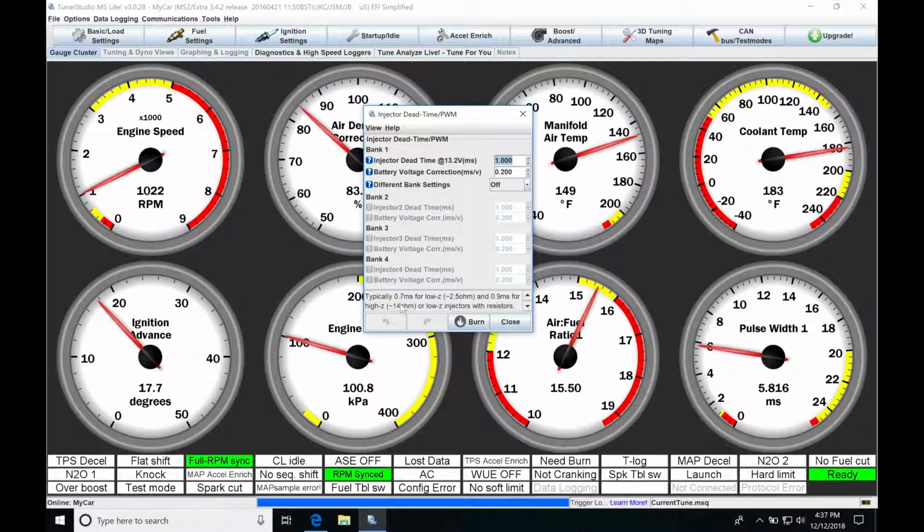So it's going to be giving you some values if you don't have any idea what your dead time value should be for your injectors. Now, we know that proper injector data is really key to making everything work right. If we have a data sheet from our injector manufacturer, we definitely want to utilize that at this point. So let's jump in here.